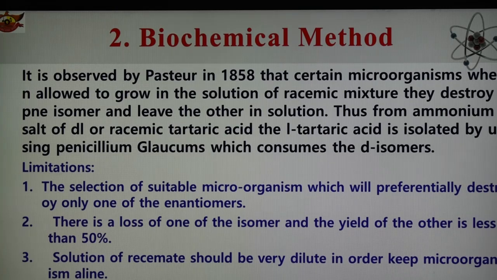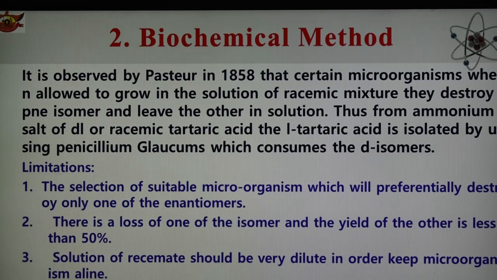The second limitation is that there is a loss of one of the isomers, and therefore the yield of the other is less than 50%. The third point is that the solution of the racemate should be very dilute in order to keep the microorganisms alive. Number four, a poisonous enantiomer cannot be separated. Some enantiomers are poisonous, and such poisonous enantiomers cannot be separated by the biochemical method.